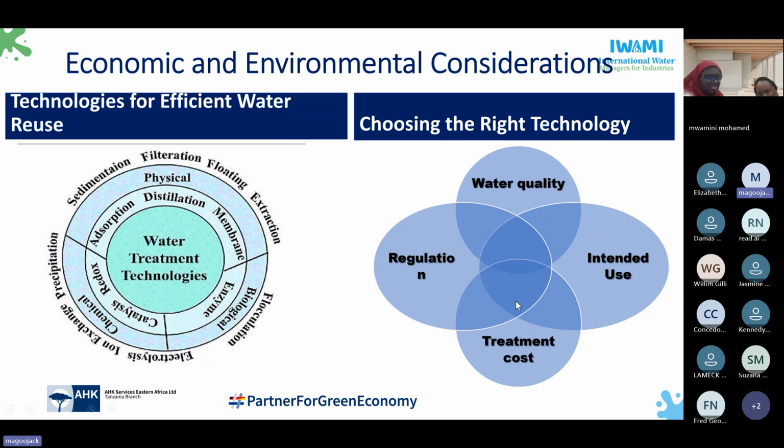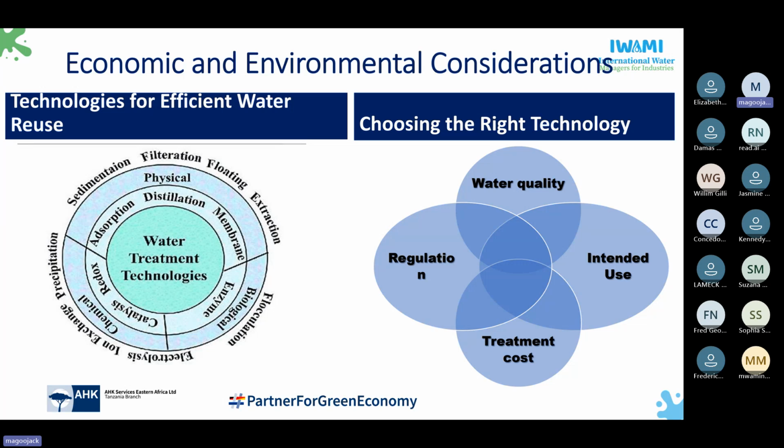Another way by which you can select the right technology is the treatment cost. We know that most of us would prefer to minimize the capital cost of running such systems. And another one is the regulations. Sometimes the regulations would require you to treat water to a certain level, and you will be responsible for making sure that you use a certain method so as to meet the requirements as per regulations.